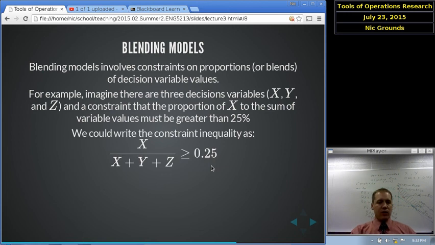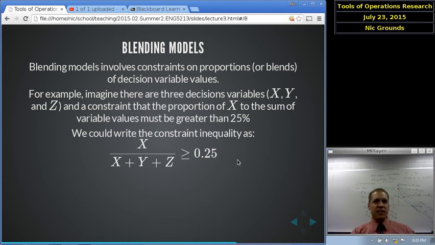Okay, you could write that like this: x divided by x plus y plus z is greater than or equal to 25%. Okay, that's intuitively how you would say the fraction or proportion or percentage of x to the total amount of x, y, and z is restricted to be at least 25%. However, this constraint is not a linear function, right?